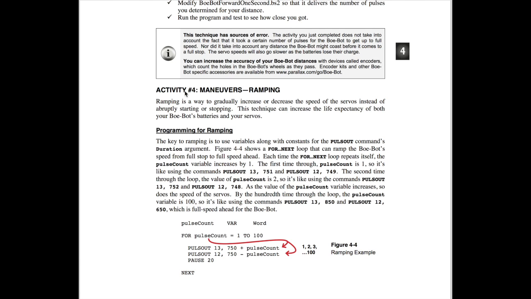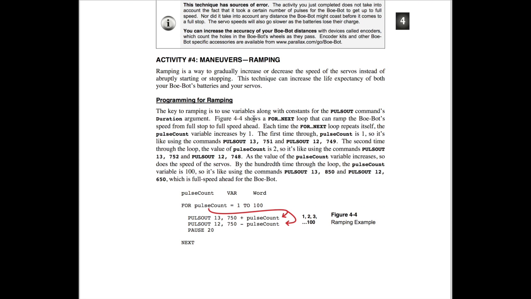Okay, activity 4, maneuvers, ramping. Ramping is a way to gradually increase or decrease the speed of the servos instead of abruptly starting or stopping. This technique can increase the life expectancy of both your Bobot's batteries and your servos. Okay, and it also keeps it from jerking around. This is probably the preferred way of doing navigation really, but it's going to mess up our calculations.